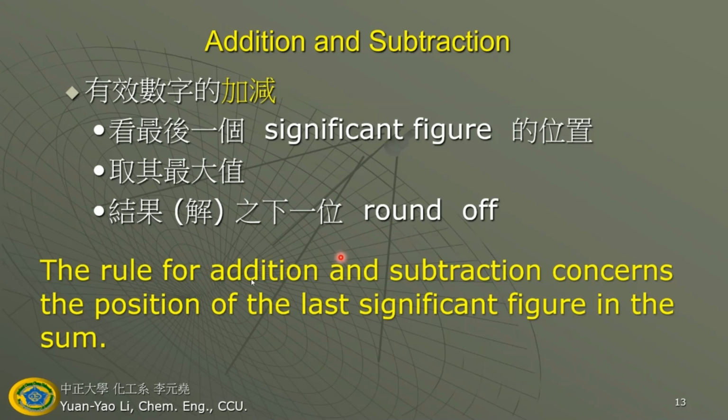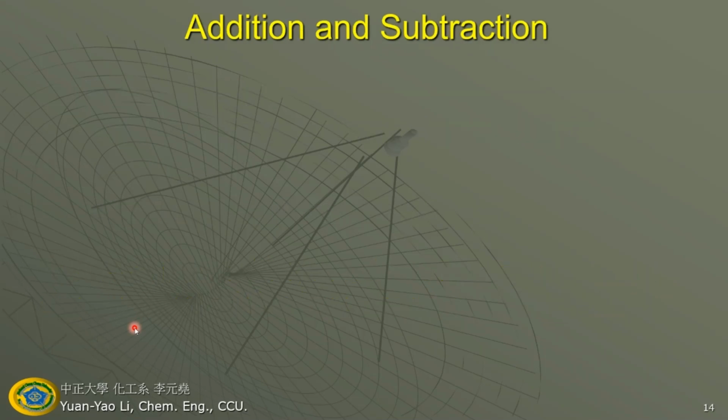Okay, so the rules for addition and subtraction concern the positions of the last significant figures in the sum. You might wonder, "Wow, Professor, I don't understand why this is." So let me show you how we are going to do this. Please, as an engineer, you need to know this. Okay, now, if you are a scientist, you also need to learn this too. So how do we do addition and subtraction?